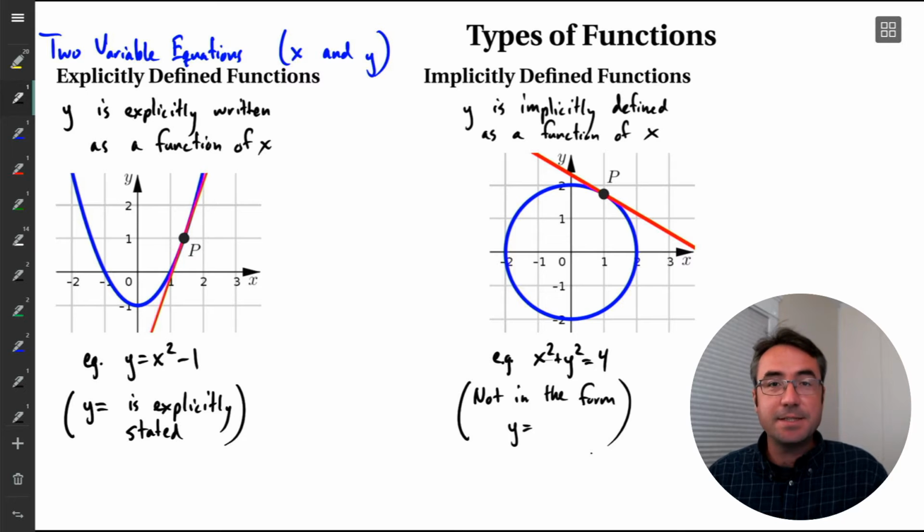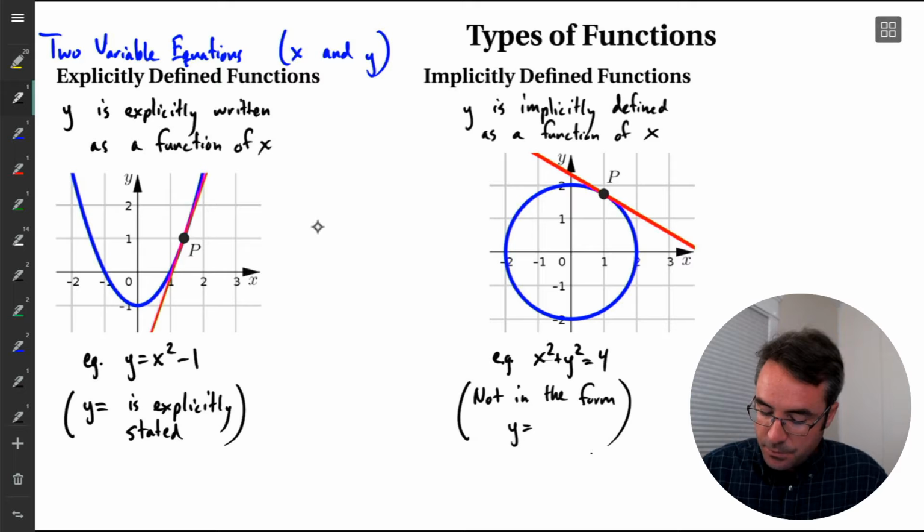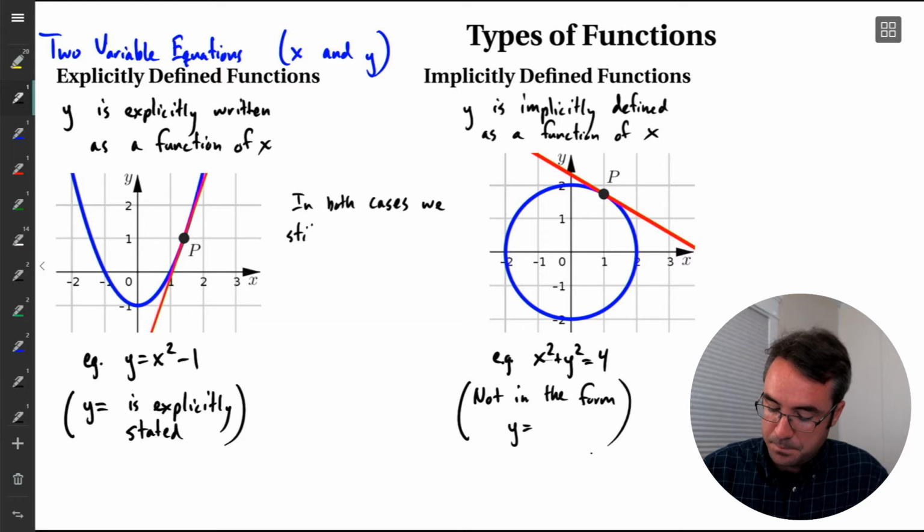But in both of these cases, we can still graph the curve, and it still makes sense to talk about things like the tangent line. So we still want to talk about, in both of these cases, things like the derivative dy/dx, which is giving us the slope of the tangent line.